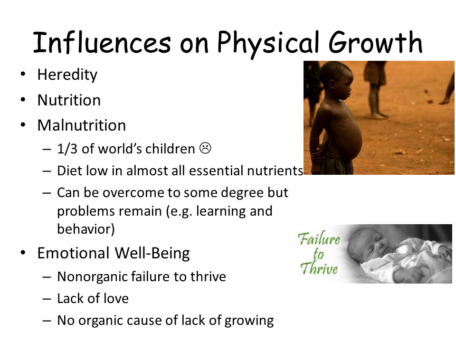So what things influence physical growth? Heredity, your genetics. If your genes say that you're not going to be 7 foot tall, you're not going to be 7 foot tall. Nutrition, and specifically malnutrition. And this is a really sad statistic, but this is 1/3 of the world's kids. It's a diet low in almost all essential nutrients. Some of the problems that come about because of malnutrition can be overcome, but some of them remain, especially in regards to learning and behavior.